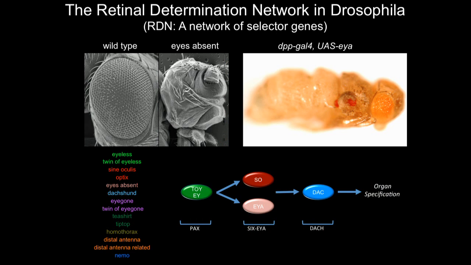And this process of retinal specification is overseen by what is commonly referred to as the Retinal Determination Network. To date, this network is composed of 14 transcription factors that were initially identified by loss-of-function phenotypes that result either in a disruption or a complete absence of the adult eye, as seen here, as well as their ability to induce eye development in non-retinal tissues.